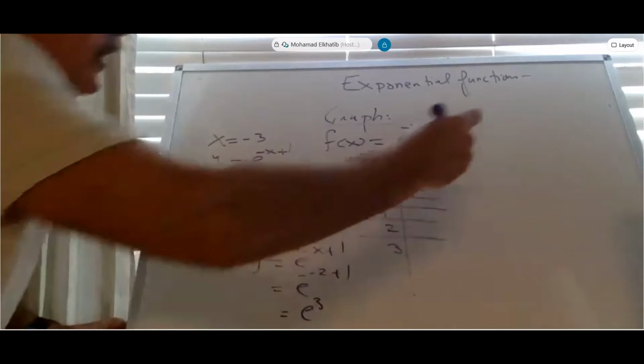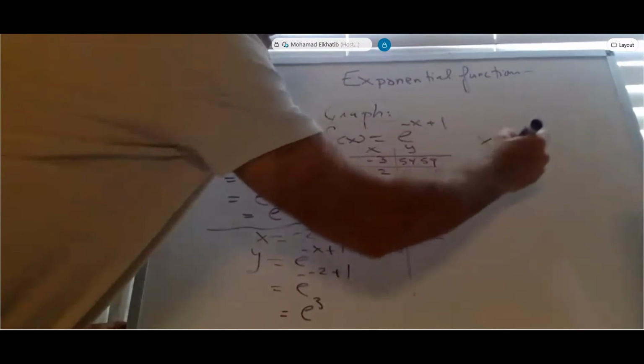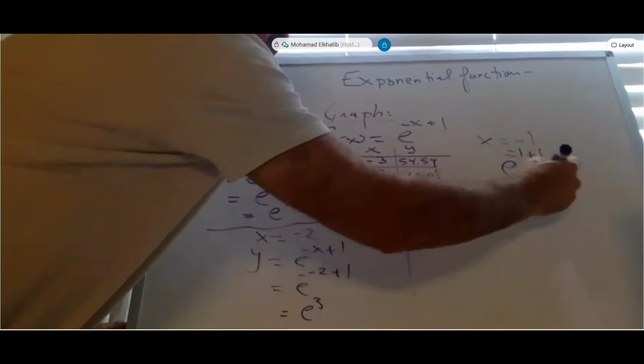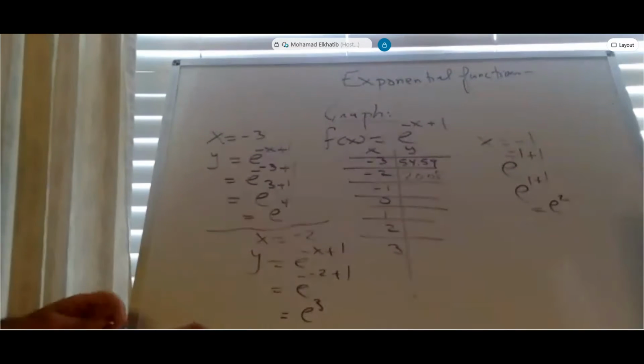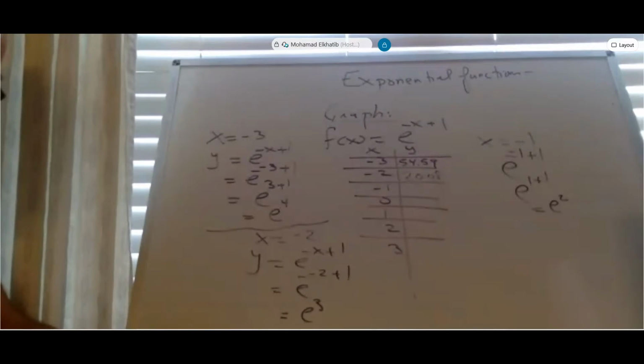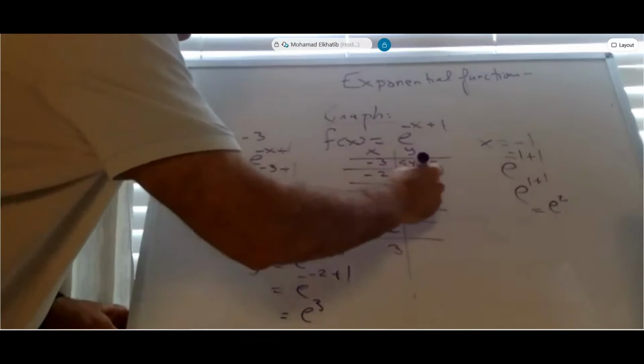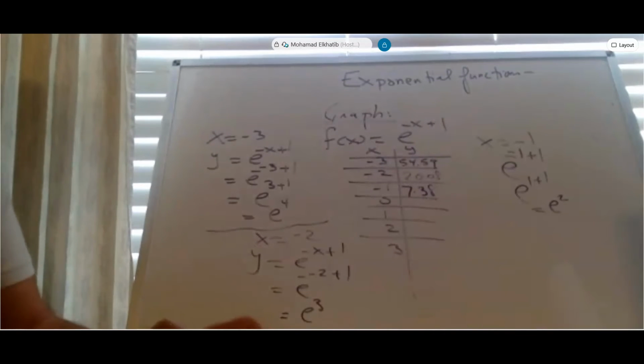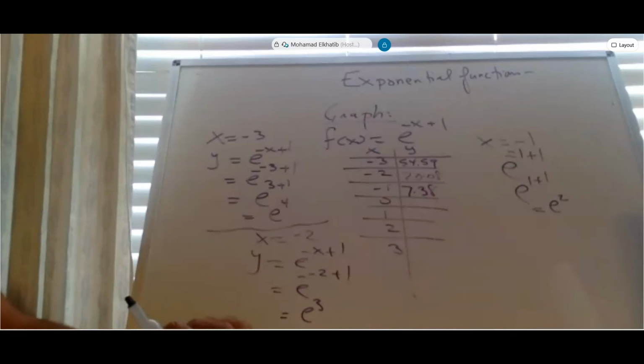Okay, now x is -1. The double negative becomes positive. That means I have to find e squared. So I do 2, e to the x, 7.38. How are we doing? Did everybody get 7.38? Yeah.